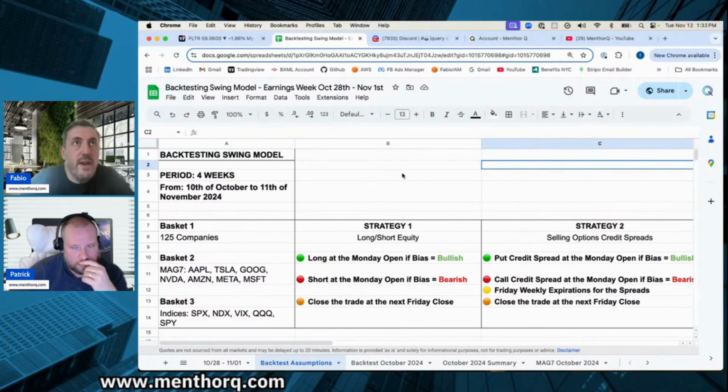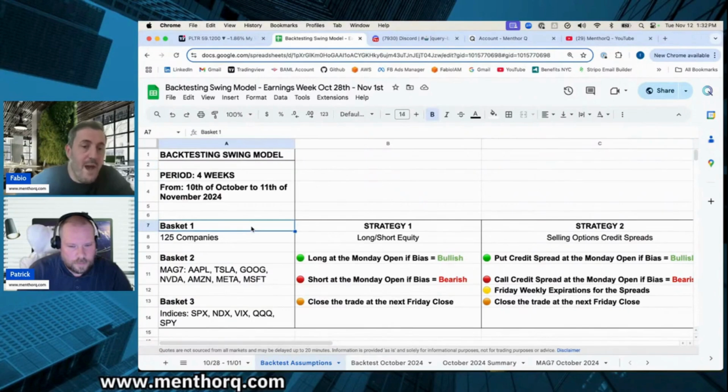So what we do here is over the weekend, we look at the swing model data coming from the last day of the week, so the Friday. We take the data and then we look at the bias of the model, we look at the levels, and then we create a strategy based on a series of baskets of companies. So today we're going to show you 3 baskets that we built.